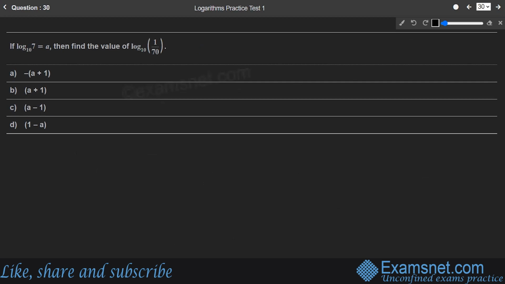Now, the next question is: log base 10 of 7 is equal to A, then find the value of log base 10 of 1/70. So what we have to find out is log base 10 of 1/70. This particular value has to be found out.